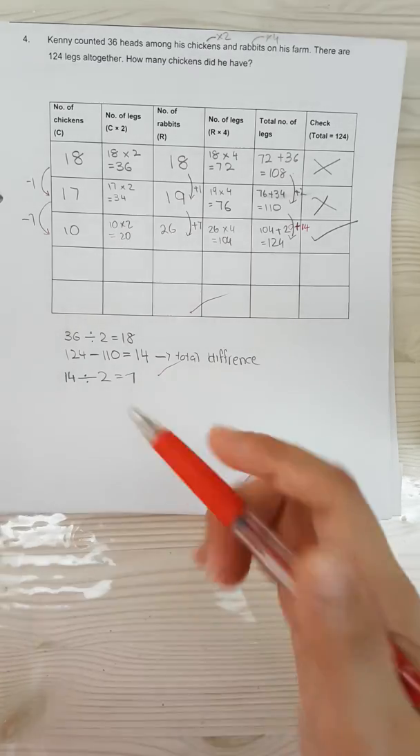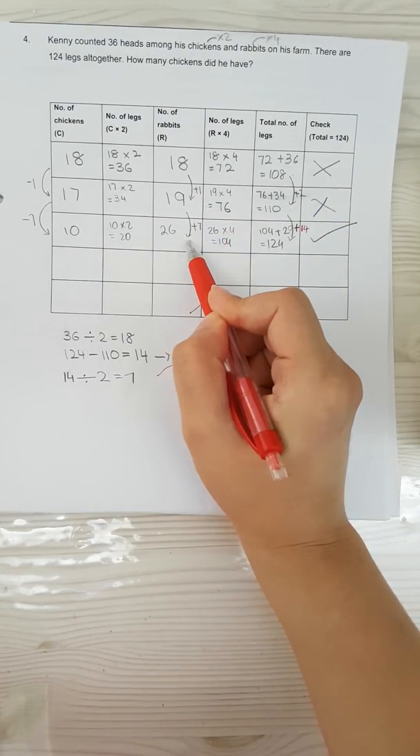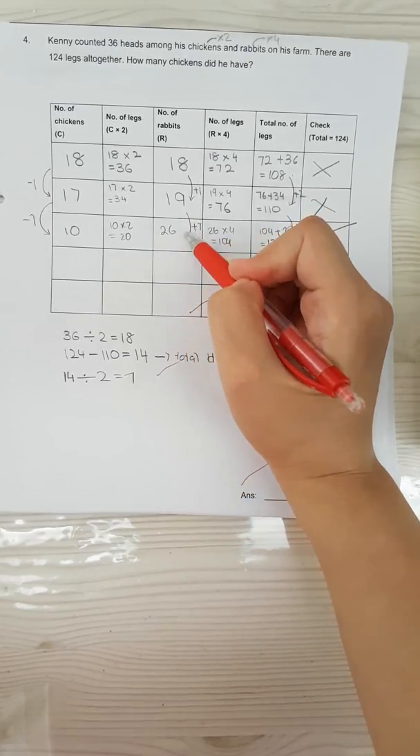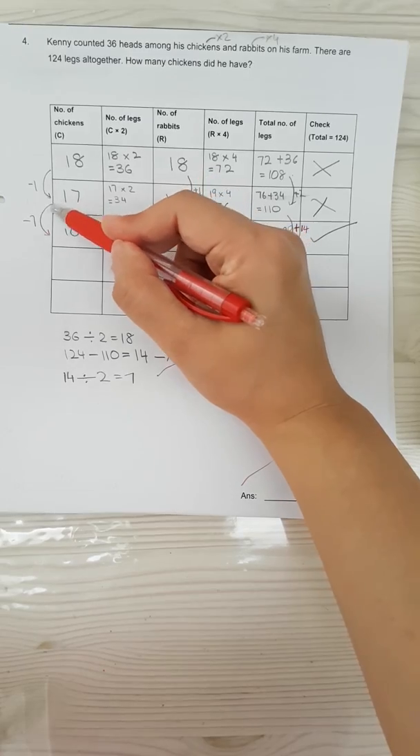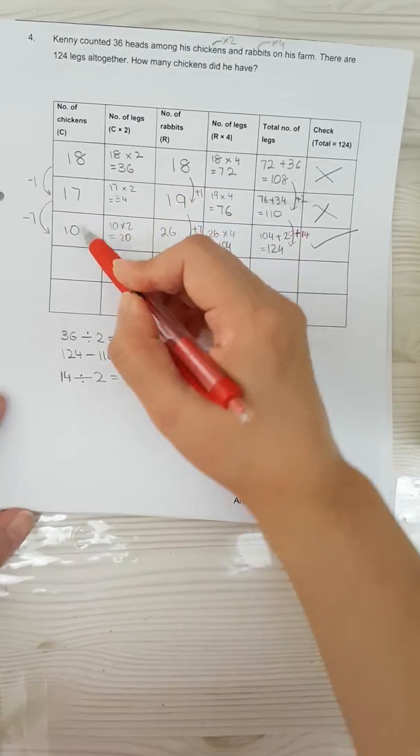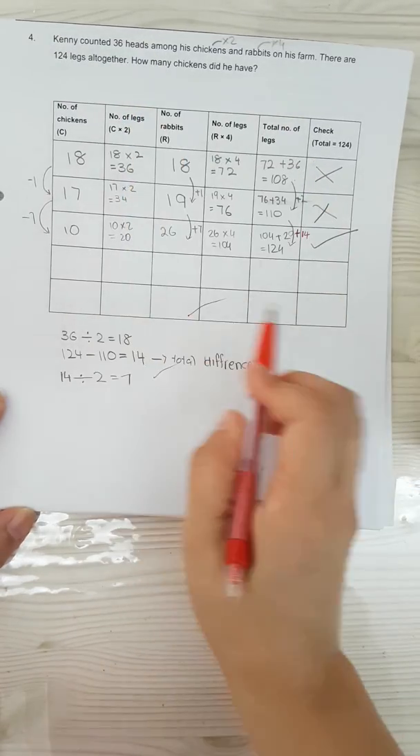So what do I do? Okay, so I have to +7 to my rabbit because I want more legs. And rabbit has more legs. And if I +7 here, this is my 7 rabbits. I will -7 from my chicken. That means my chicken now become 10. So 10 plus 26 in total is 36. So now I can carry on.